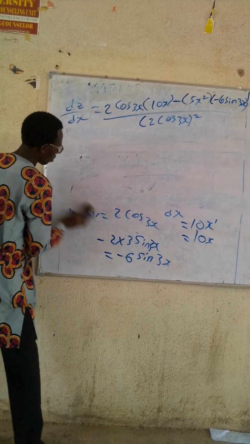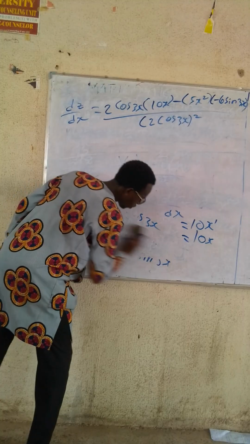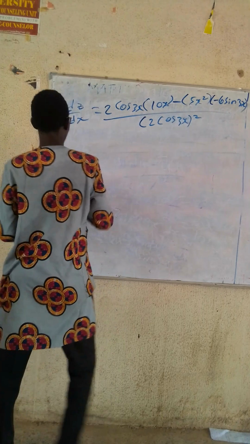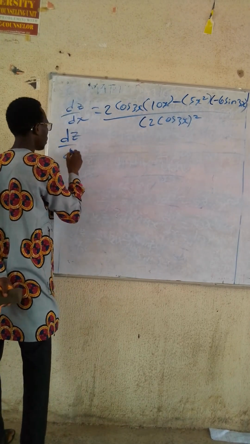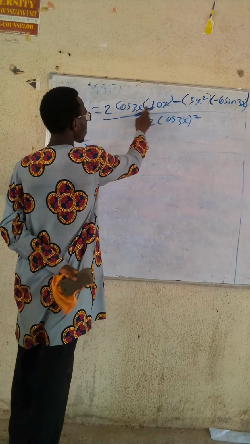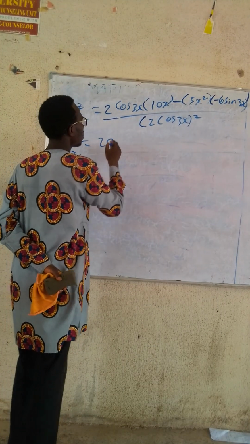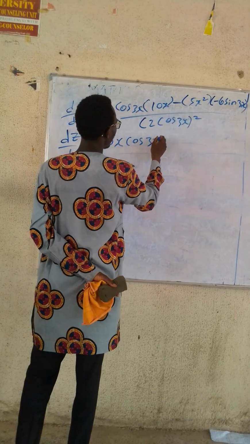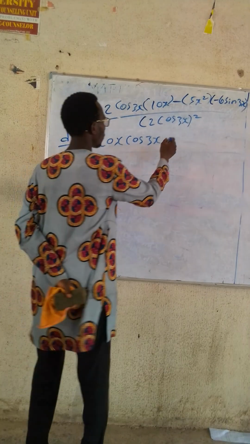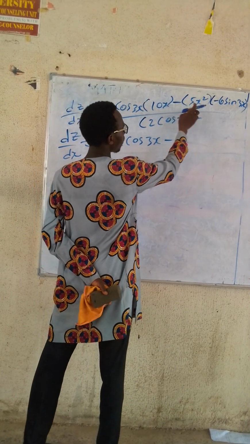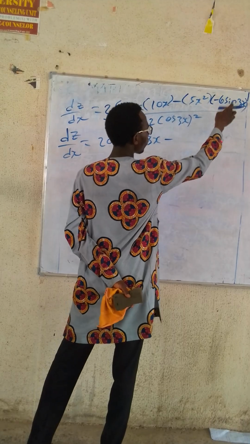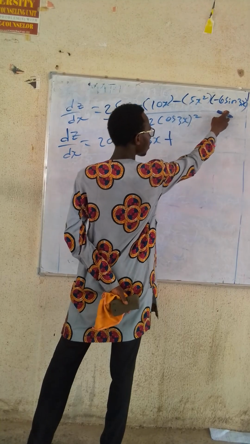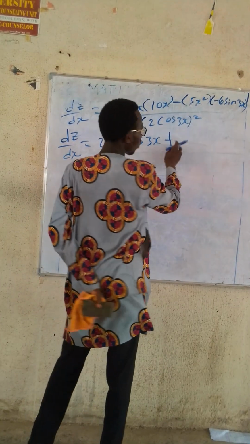So when you are solving problems in mathematics, I told you earlier you should take everything step by step, because each step carries marks. So we have dz/dx. 2 cos 3x multiplied by 10x is 20x cos 3x. Minus 5x squared multiplied by minus 6 sin 3x. Minus multiplied by minus is plus, right?